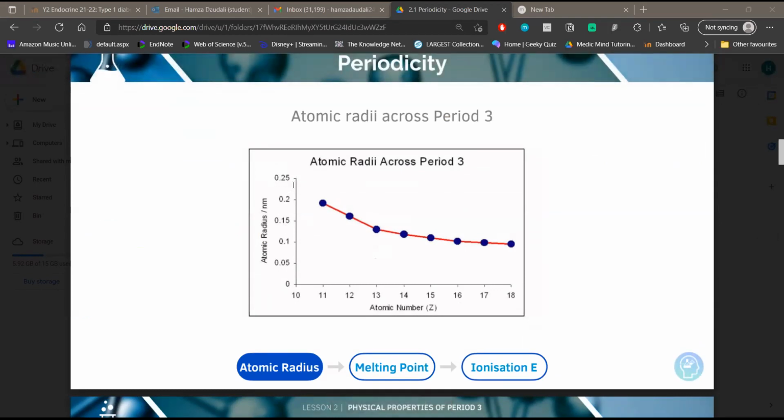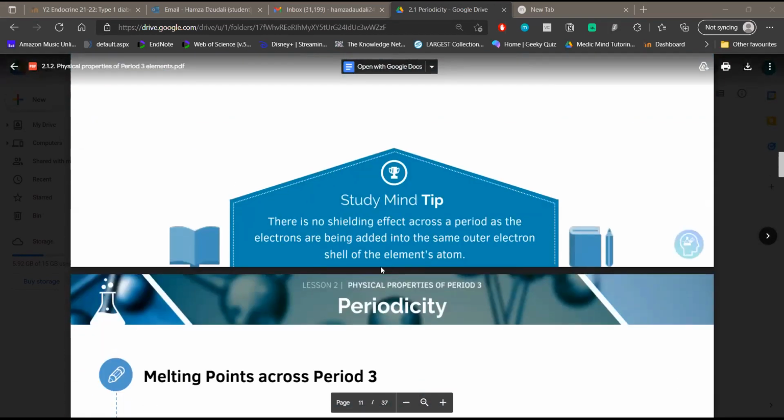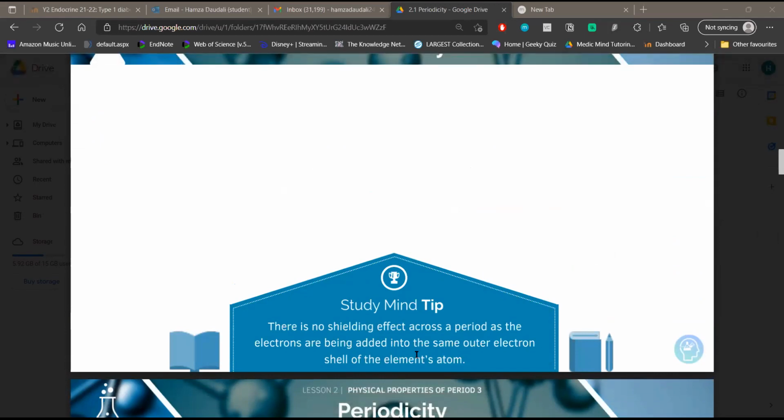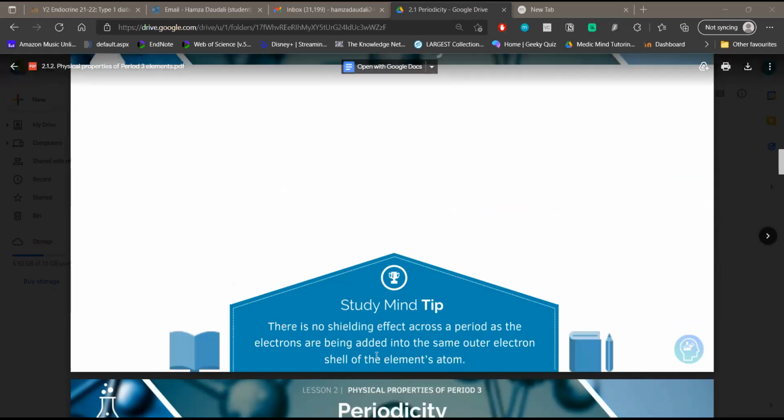Now, as you can see, the atomic radius across period 3 decreases. Again, there's no shielding effect because the electrons are just being added to the shell of the element's atom. Atomic radius is how far the furthest electron is from the nucleus.